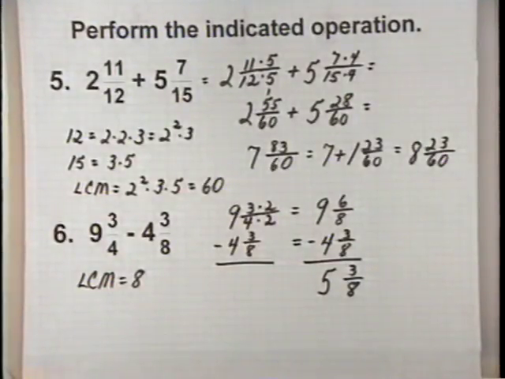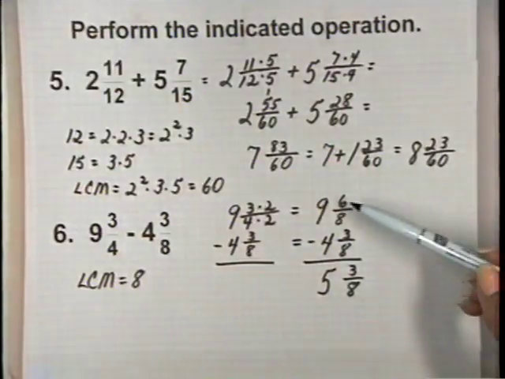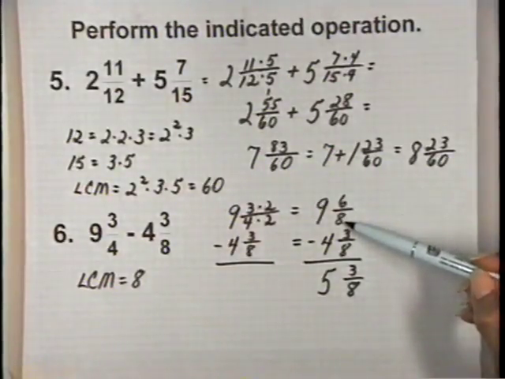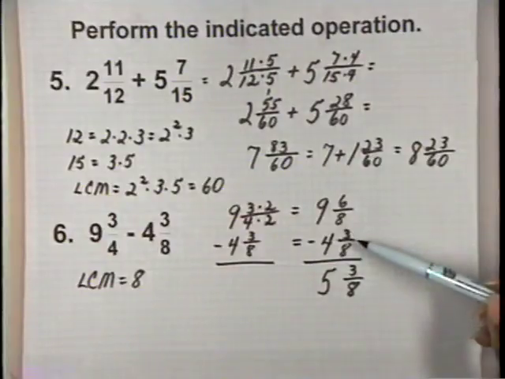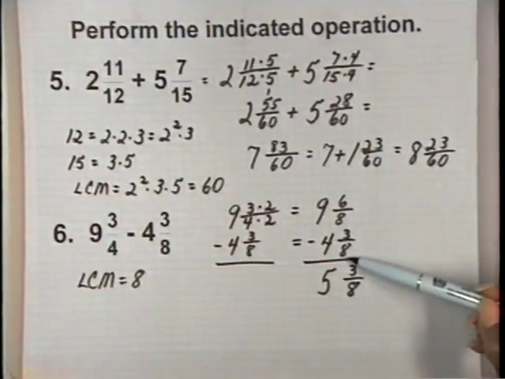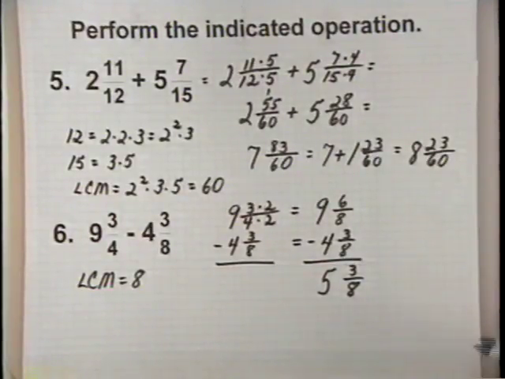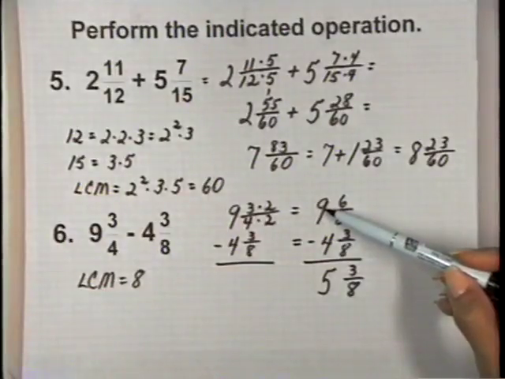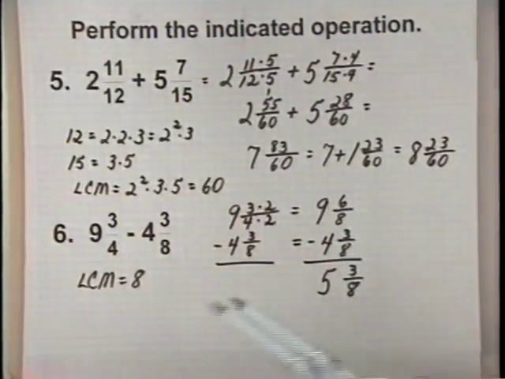Notice each time that I subtract that I take the fraction in the first mixed number and I subtract from it the fraction in the second mixed number. Just like with the whole numbers, I take the whole number in the first mixed number and subtract from it the whole number in the second mixed number.